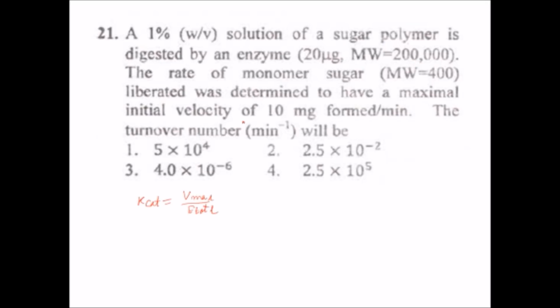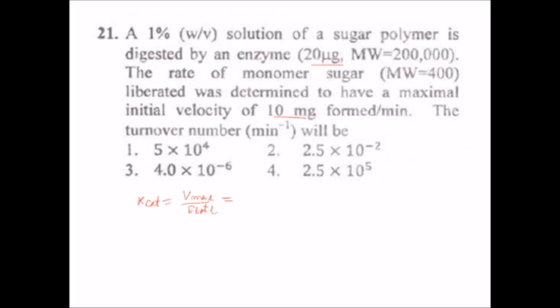Similarly, for the Vmax, here it is 10 milligram formed per minute and the molecular weight of sugar is 400. Another thing is that the unit for the measurement is here microgram and here it's milligram. So we will change it accordingly. It's better to change milligram into microgram. So let's start the solution.